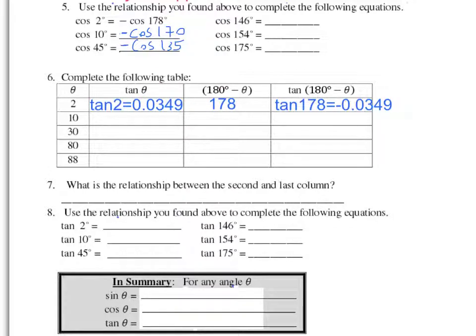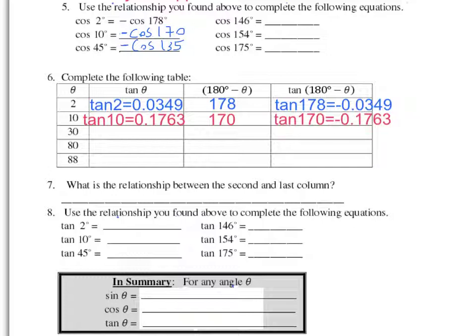Let's keep exploring. What does tan of 10 give us? Okay, it gives us 0.1763. 180 minus theta is 170. So if a pattern is starting to form, tan of 170 should give us negative 0.1763. So let's try that out. I want you to try it on your calculator as well. And look at that, it does.